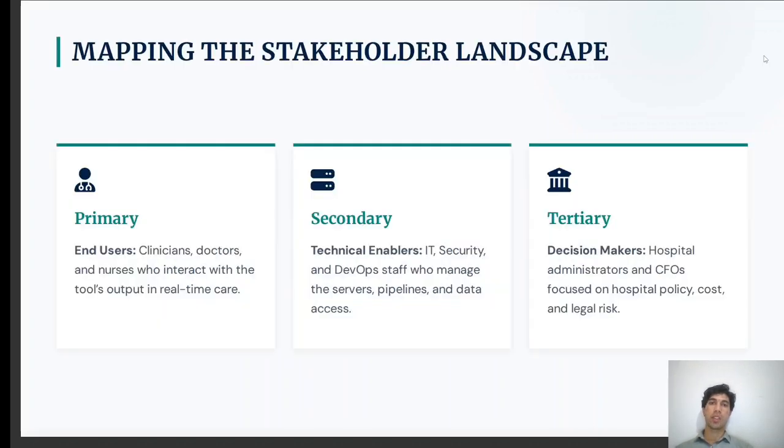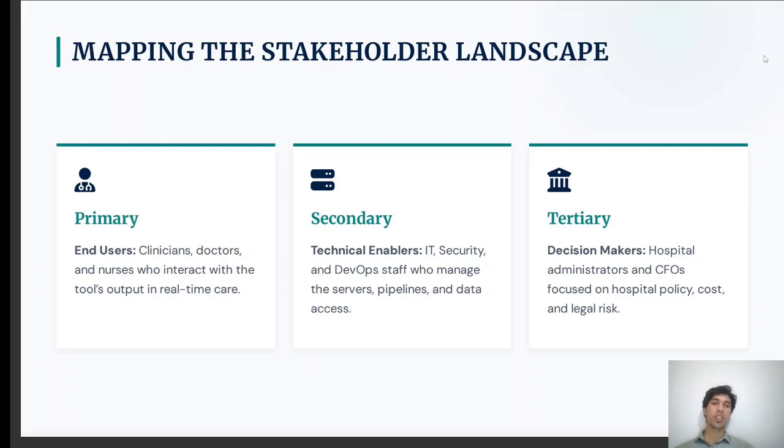To map different stakeholders, there are three types. First of all, the primary ones are those who are directly affected or who work directly with the product or the system. They include clinicians, doctors, nurses, etc., who interact directly with the tool's output in real time. Next, we have the secondary stakeholders. These are the technical enablers: the IT, security, and DevOps staff who manage the servers, pipelines, and data access.